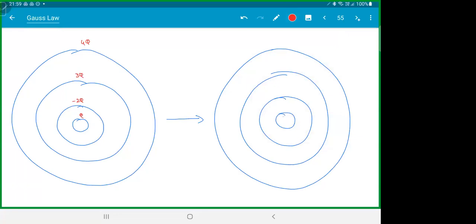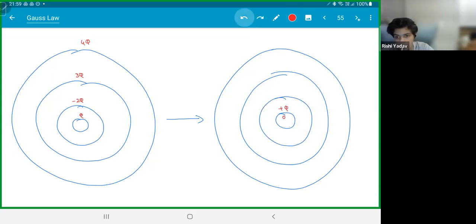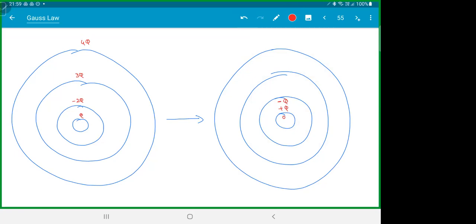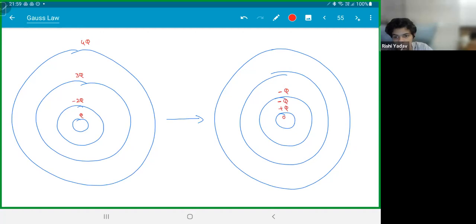What is the inside charge? Inside of the inner shell is how much? 0. Then what is the first shell's charge outside? Plus Q. Agreed? How much will it induce on the opposite face? Minus Q. If that is minus Q, how much was the total here? Minus 2Q. So what will be the balance? Minus Q. Minus Q, no?